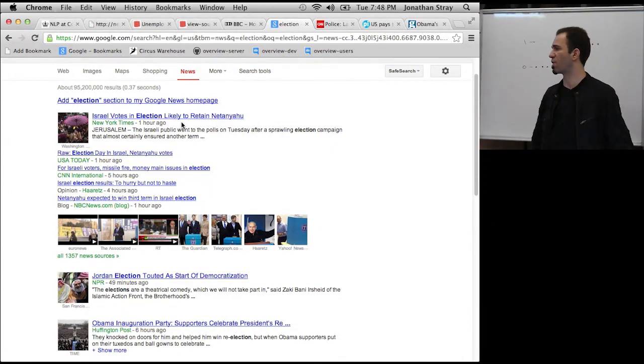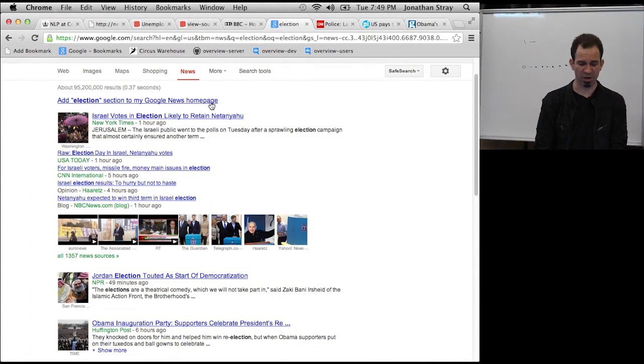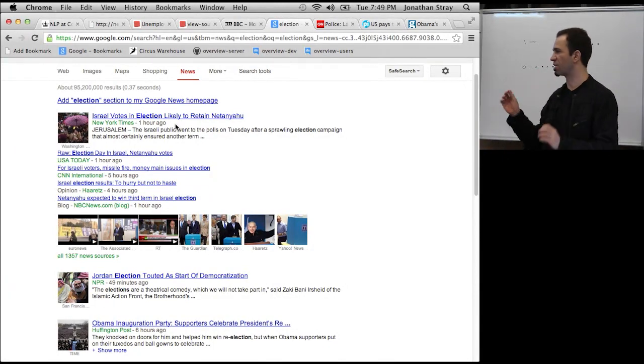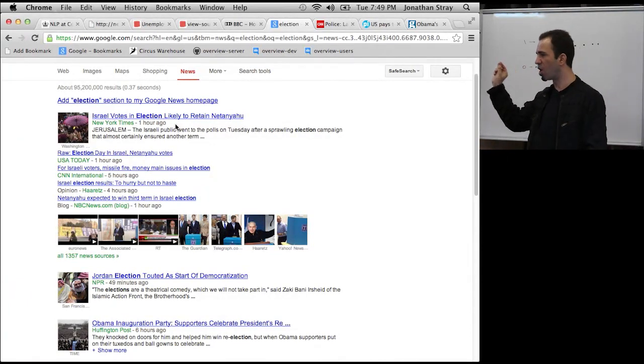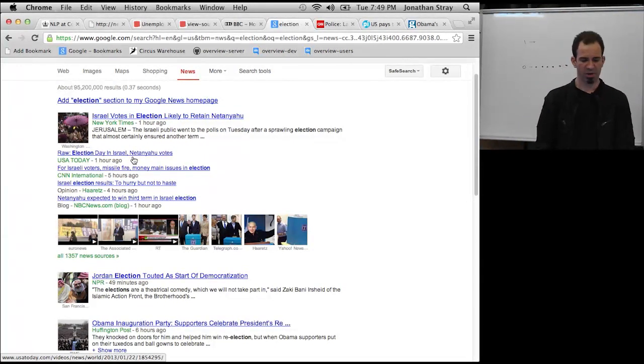So maybe if that threshold is too high, which means that stories that are relatively far apart still get assigned to the same group, then you get an article about the Jordan election in the Israel votes group. That's really what you're trying to avoid. And it's fussy, because on the other hand, if you make that threshold too low, then these two stories that are both about the election in Israel are going to end up as two big categories. One will say Israel votes an election, and another will say Israeli voters, missile fight, money, main issues, an election.